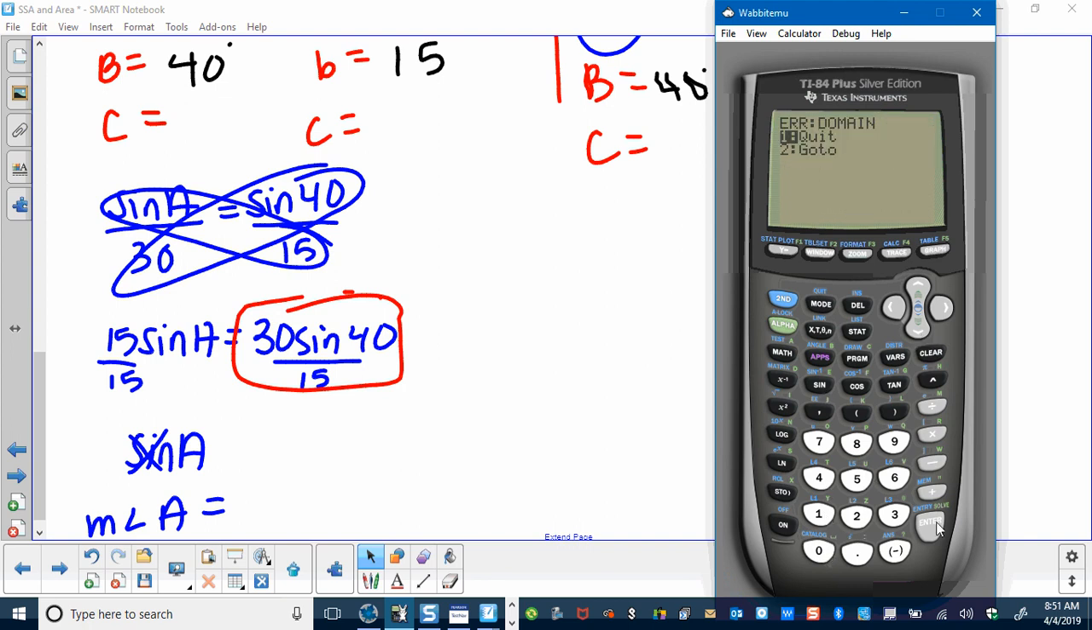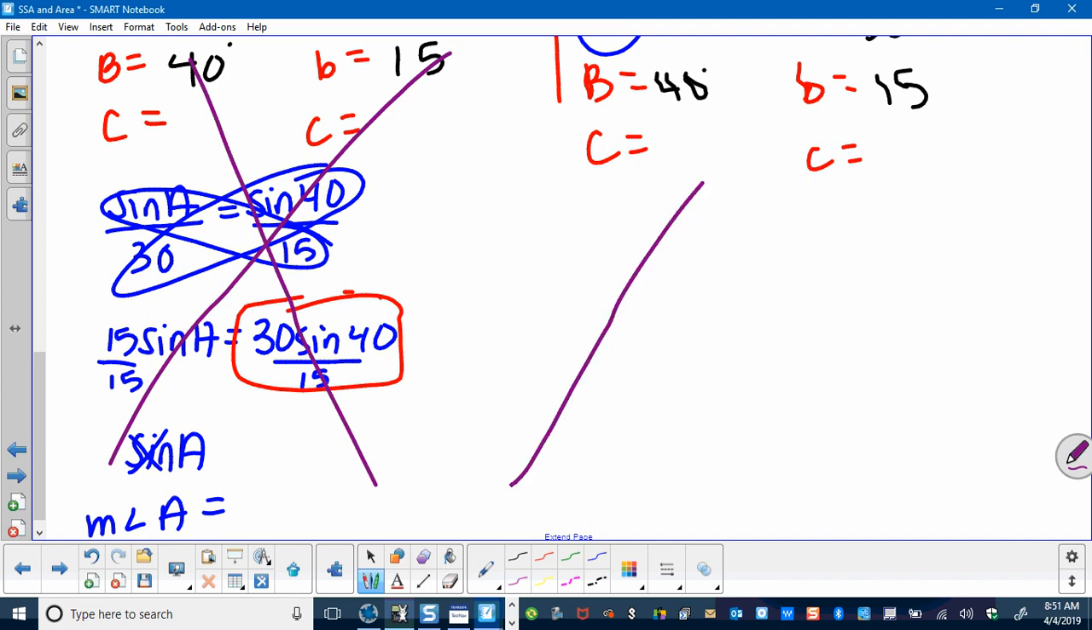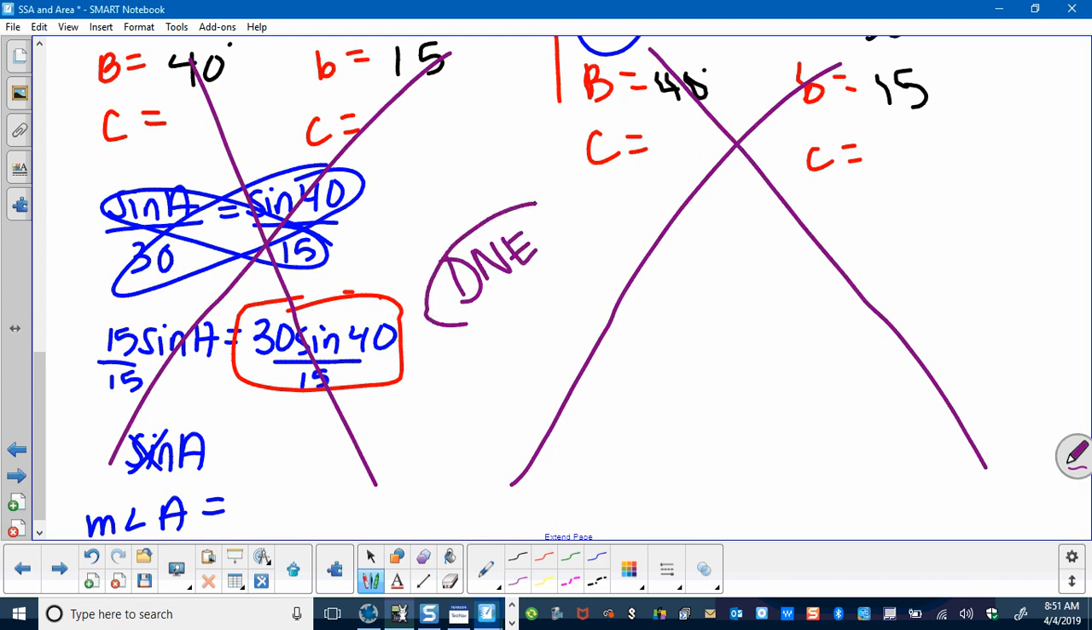Oh no, I got an error. That must mean that side is too short to reach the ground, and this triangle does not exist, which means this triangle does not exist, and your favorite answer in the whole entire world does not exist.